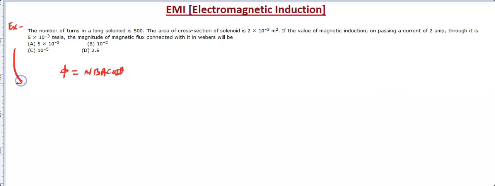So you need to solve it. There are 4 options, A, B, C, D. Write the correct option in the comment section. You need to give this answer in the comment section after solving this. This is a very simple, straightforward problem in calculation of magnetic flux.